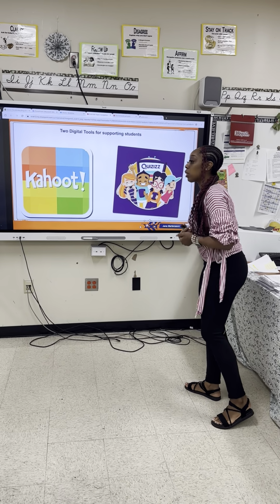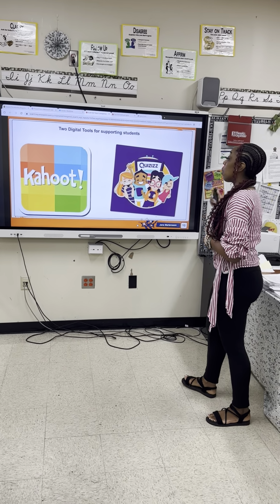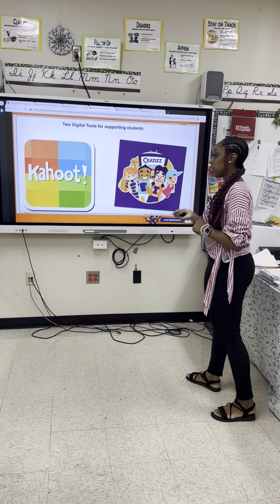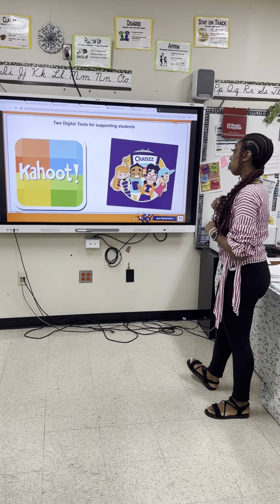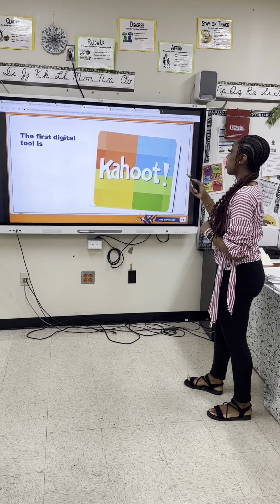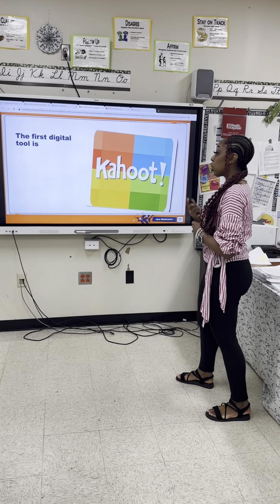2 digital tools for supporting students, which will be Kahoot and Quizzes. The first digital tool is Kahoot.